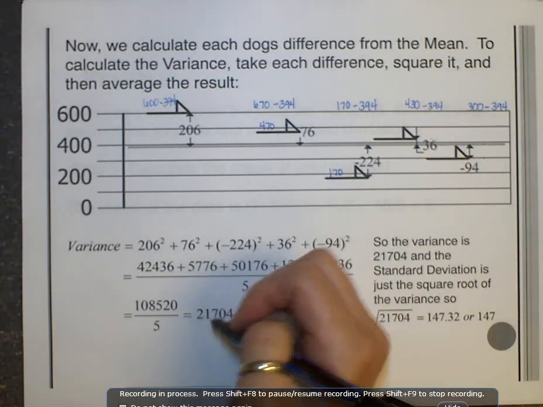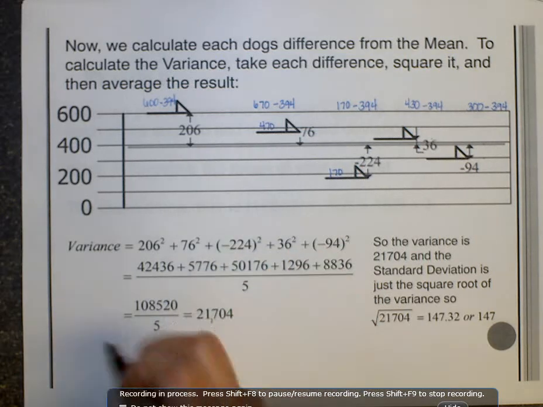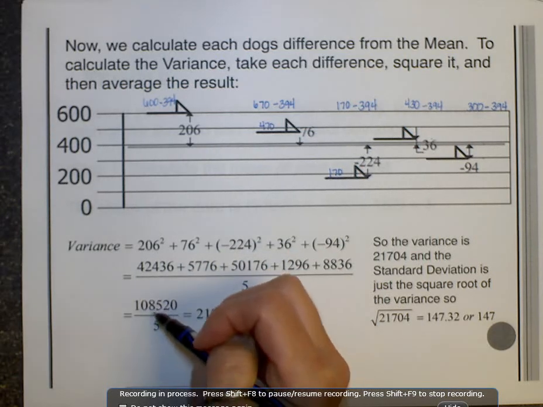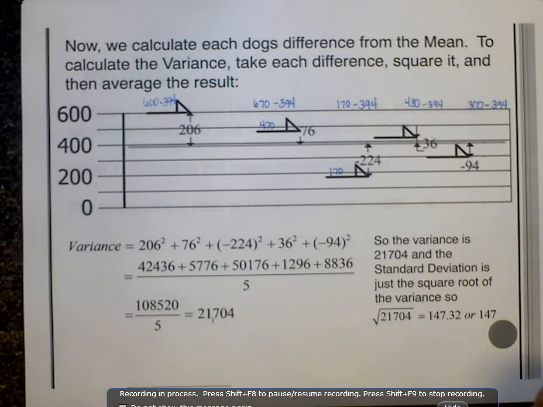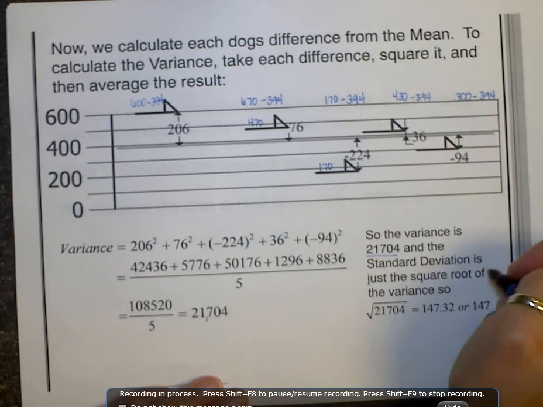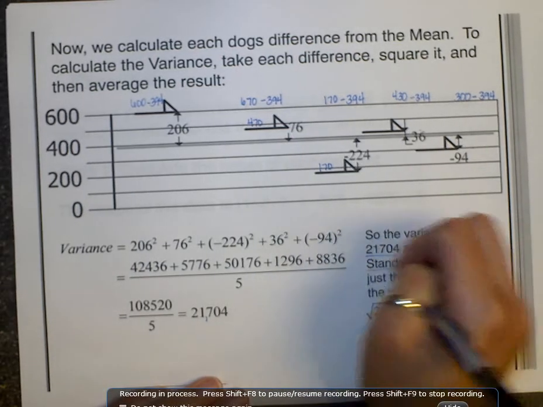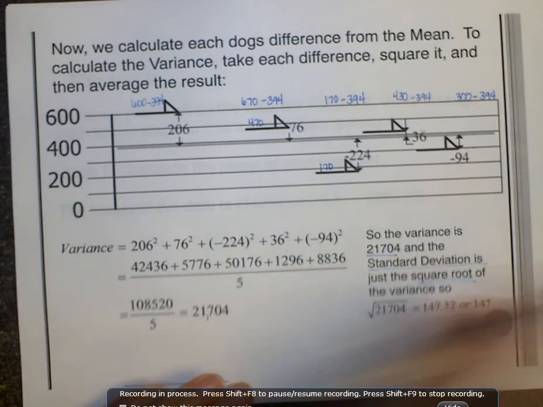Dividing by 5 gives 21,704. So when all the numbers were added up, we had 108,520 divided by 5 gives us this. So the variance is 21,704. But the standard deviation takes it just one step further. It wants the square root.